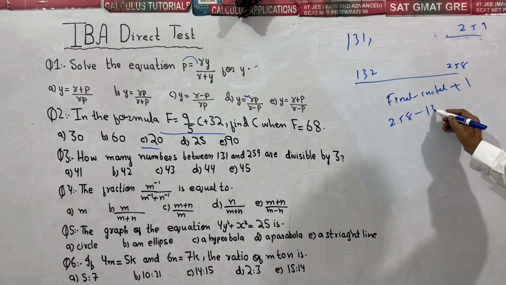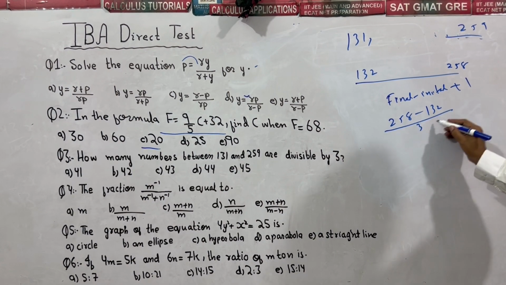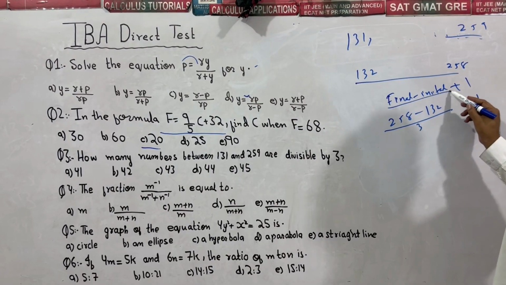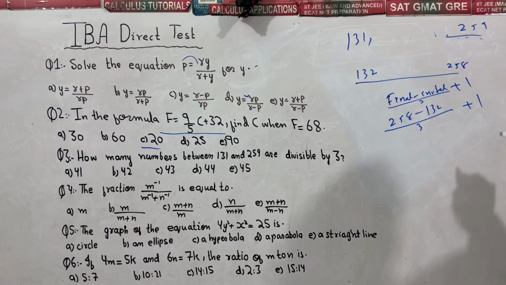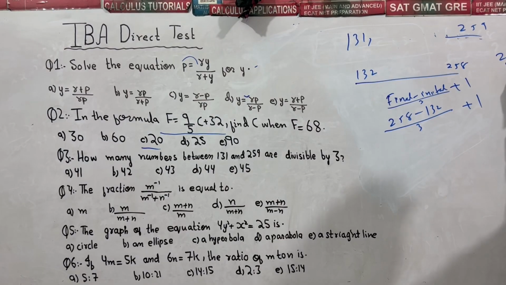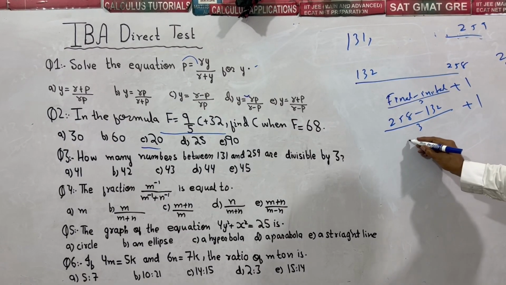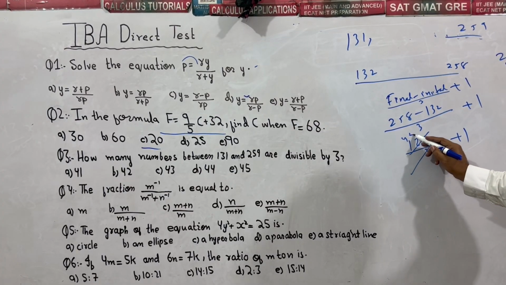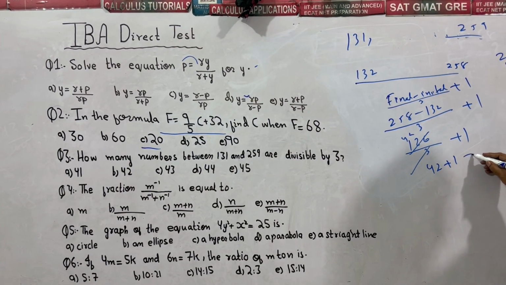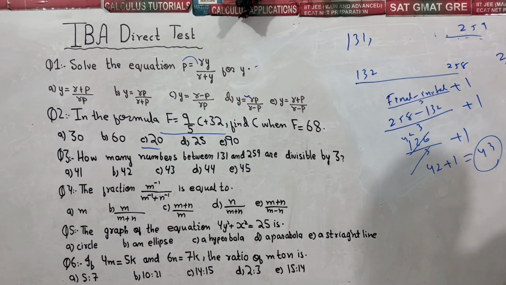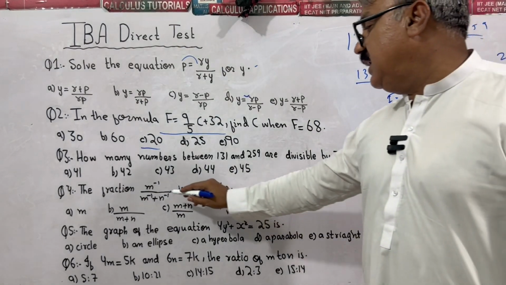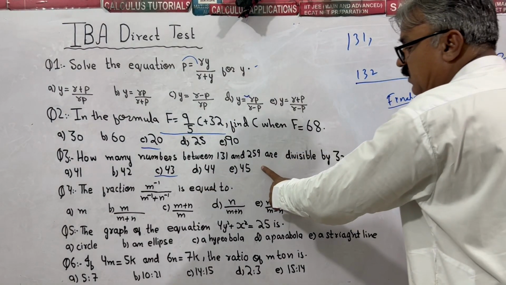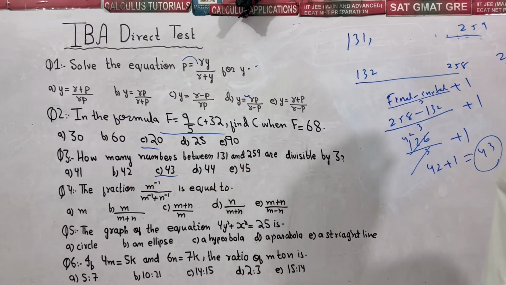258 minus 132, divided by 3, plus 1: final minus initial, divisible by 3. 258 minus 132 is 126, over 3, plus 1. Applying the table of 2, 4 times and 2 times, 42 plus 1. So there are a total of 43 numbers divisible by 3 in between 131 and 259, with 131 and 259 both exclusive.